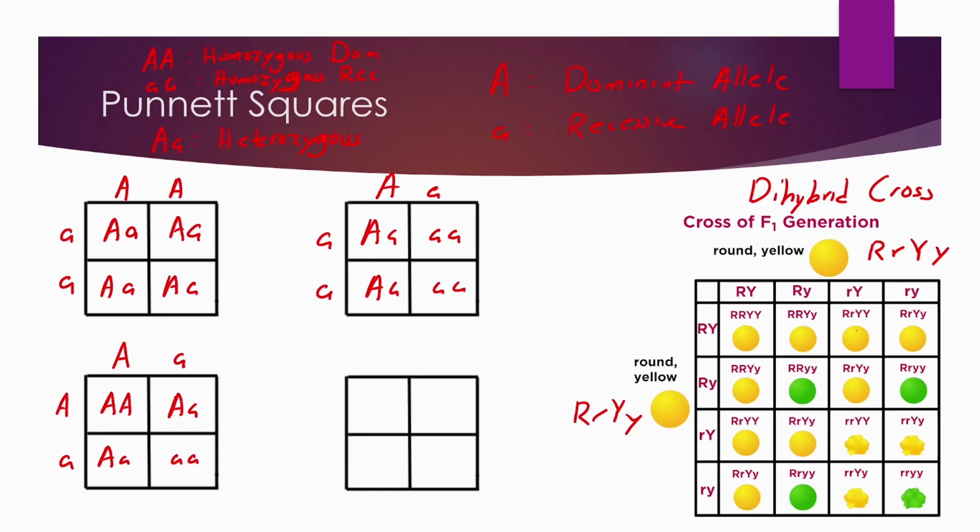So, 1, 2, 3, 4, 5, 6, 7, 8, 9, 3, 3, 1. Yeah, so the ratio for a heterozygote cross like this is 9, 3, 3, 1. Starting with the dominant, the heterozygotes, to recessive.